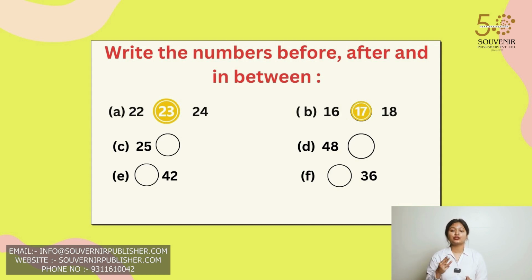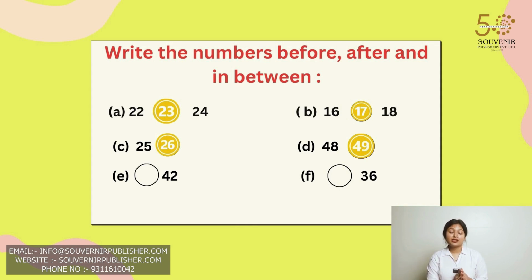Now let's move to the third one, which will come after 25. It is going to be 26. Now let's move to the fourth one. We have 48 and we have to fill the blank which is after 48. So the number will be 49. Now let's move to the fifth one. We have the blank and then we have 42.